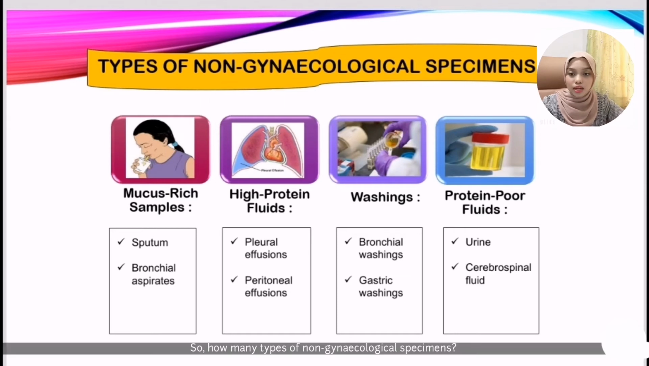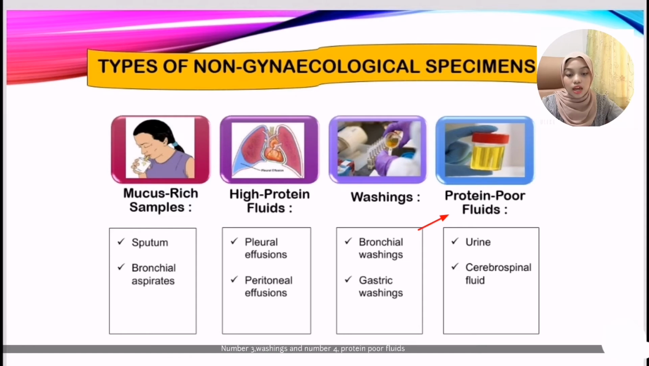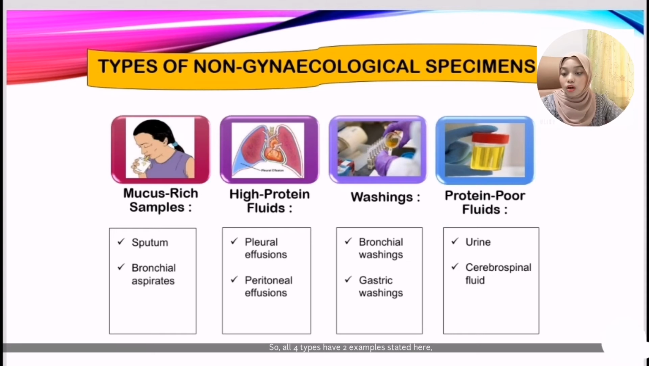So, how many types of non-gynecological specimens are there? There are 4 types here: number 1 is mucus-rich samples, number 2 high protein fluids, number 3 washings, and number 4 protein pure fluids. All 4 types have 2 examples stated here.